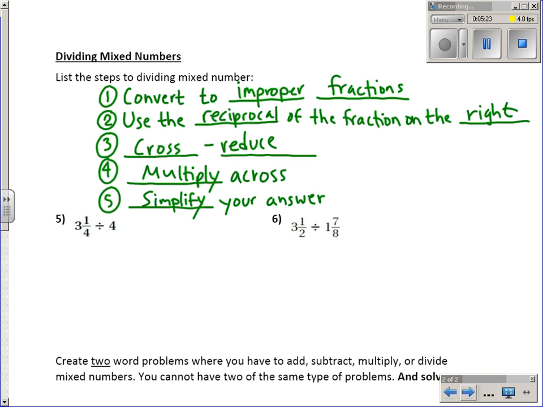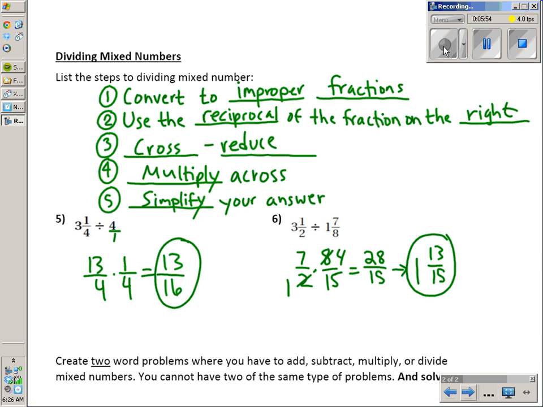Alright, so let's go ahead and do problem 5 together. So that 3 1/4 we can convert to 13/4. And we're going to change that division to multiplication. And that 4 over 1 we're going to use the reciprocal of, which is 1 over 4. We cannot cross reduce here, so we just multiply across, and we get 13/16. Alright, go ahead and see if you can do number 6 on your own, and I'll put up the answer in a sec.